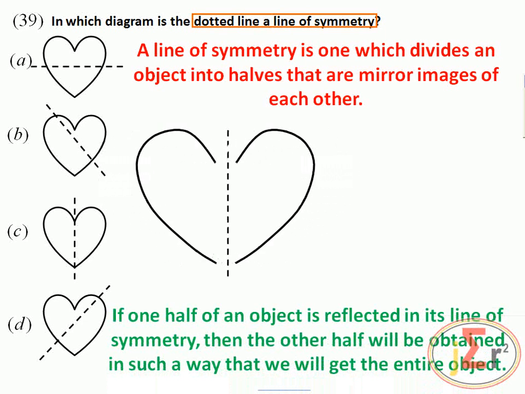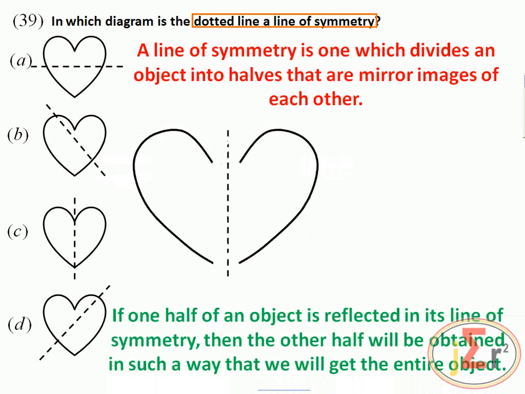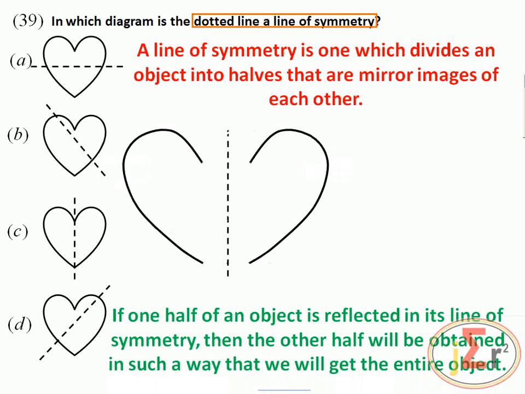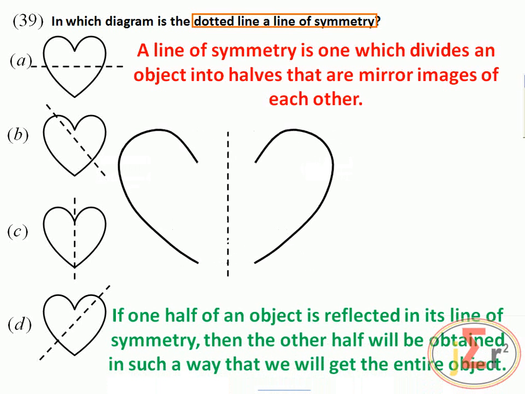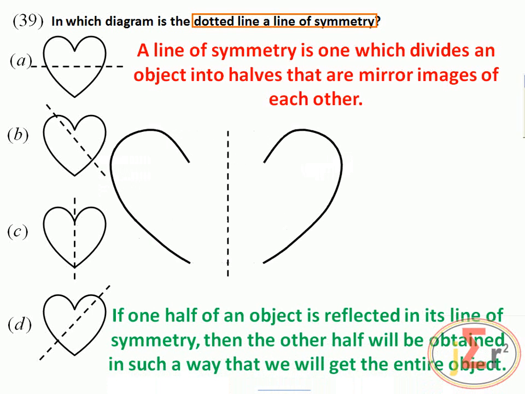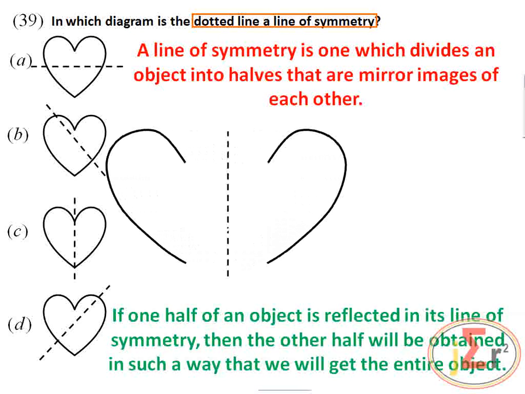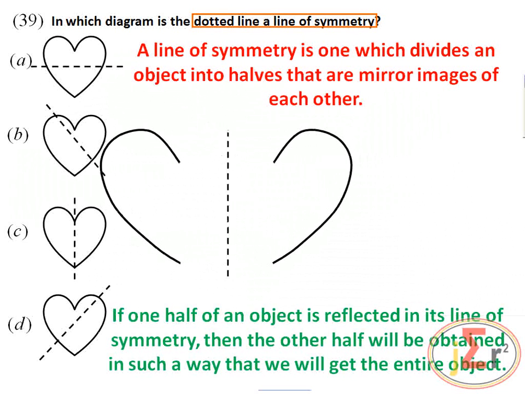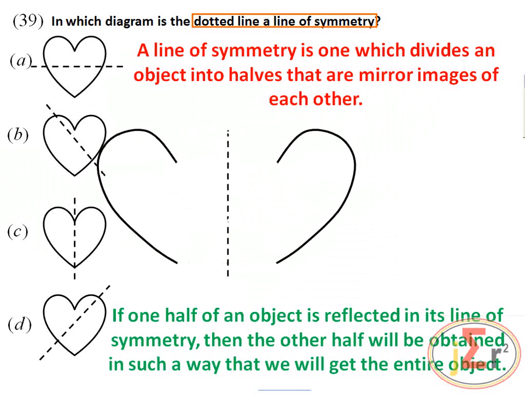If one half of an object is reflected in its line of symmetry, then the other half will be obtained in such a way that we will get the entire object. So if we have half of the object and it is reflected in its line of symmetry, then we will get the other half of the object, and we will also take a look at what that means.